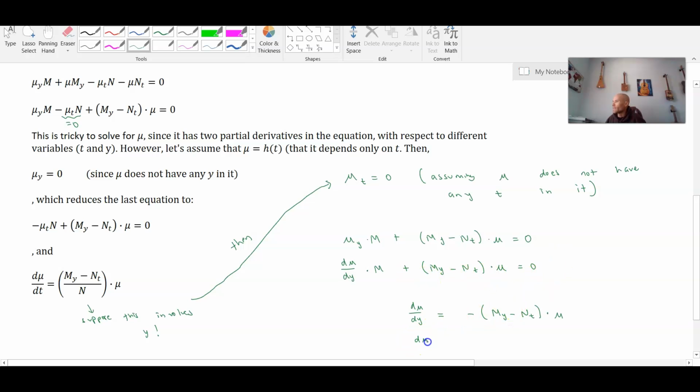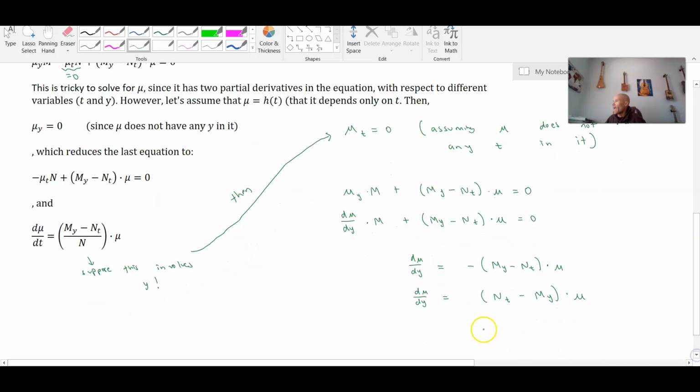Now I'll rewrite the right-hand side, distribute in that negative, and that will give me negative M sub y, positive N sub t times mu. And now, oh, I forgot my M over here, and I have times M. And now when I divide by M, I get (N sub t minus M sub y) times mu divided by M.